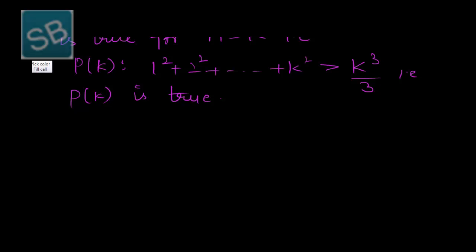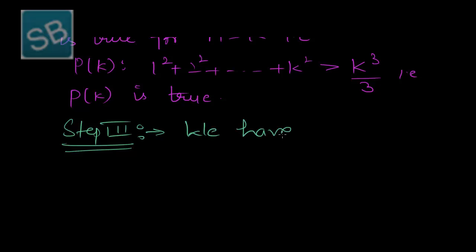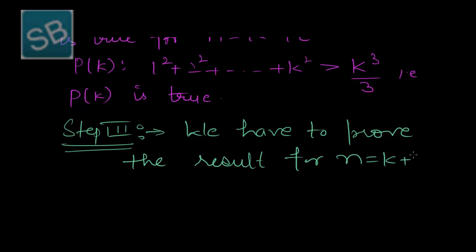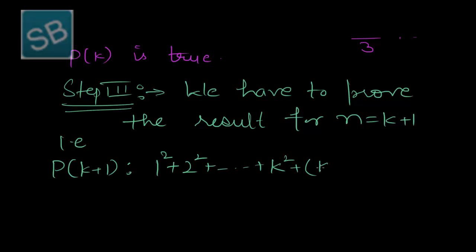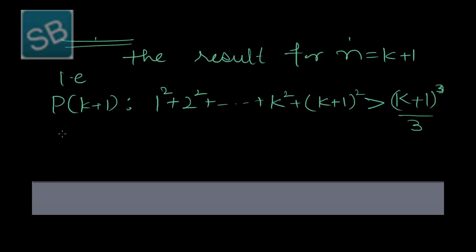Now the step 3 involves the result of step 2. Now we have to prove the result for n is equal to k plus 1, that is P of k plus 1 implies 1 square plus 2 square up to k square plus the last element k plus 1 whole square is greater than, replacing n by k plus 1, k plus 1 whole cube over 3. So we have to reach this result. For this we will take left hand side.